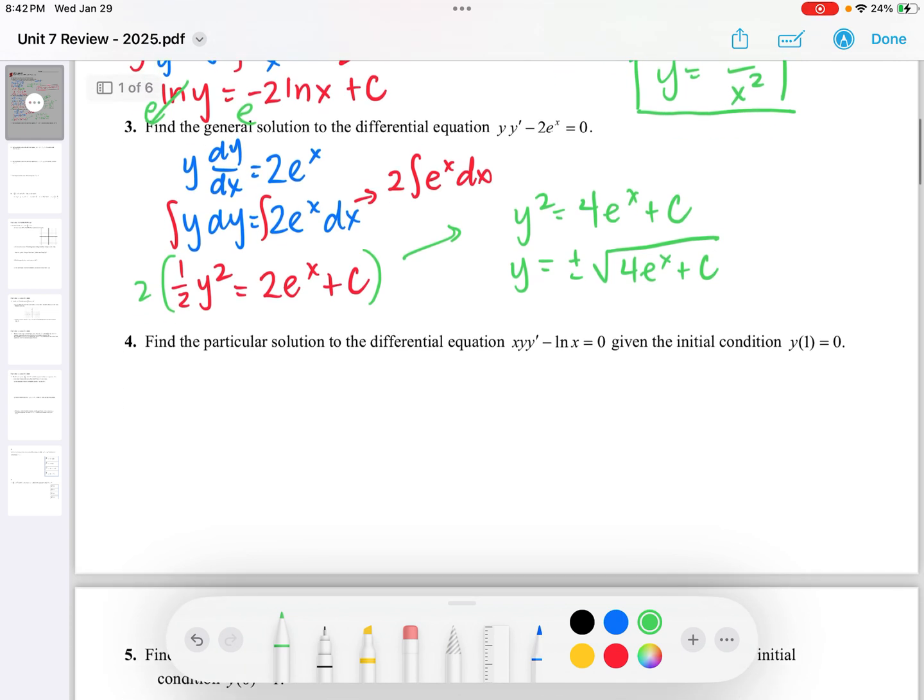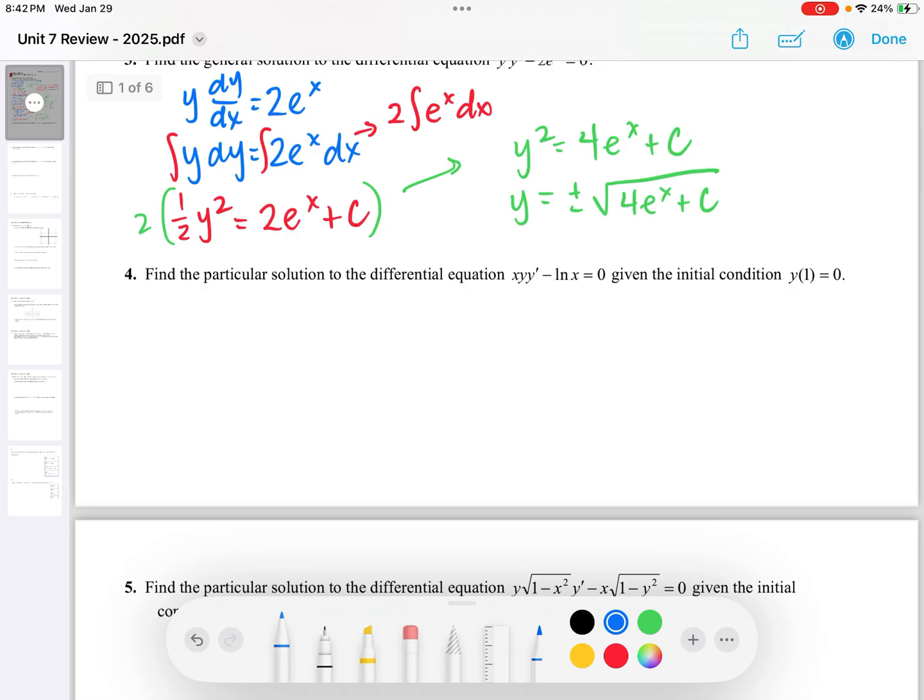All right, last one on this page. Now we're going to go ahead and find that particular solution. So starting off the same way, x y dy dx is going to equal the natural log of x. So to separate out the variables, I'm going to divide by x and multiply by dx. So I have y dy equals the natural log of x over x dx.